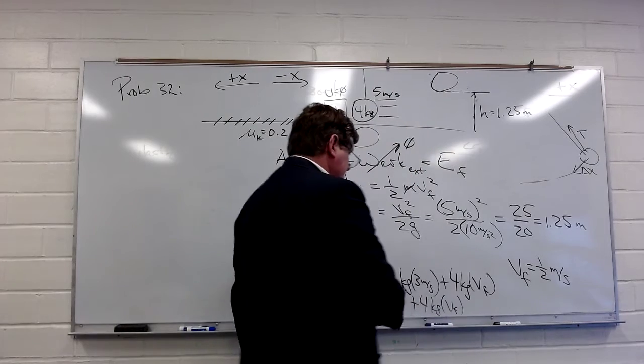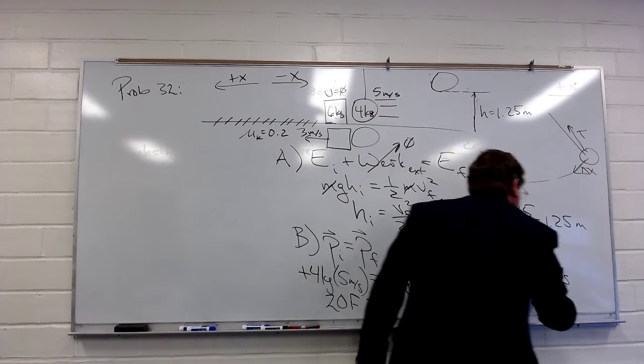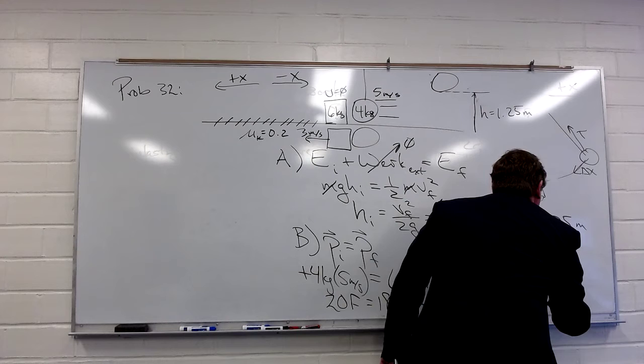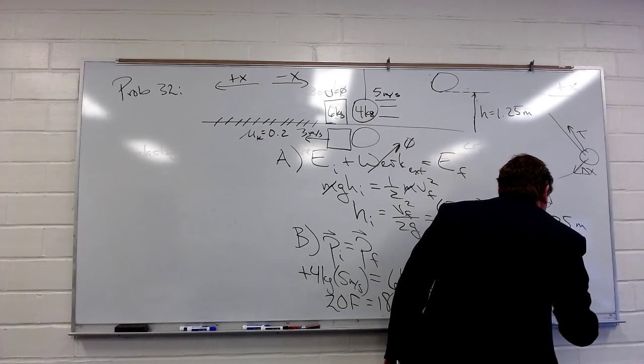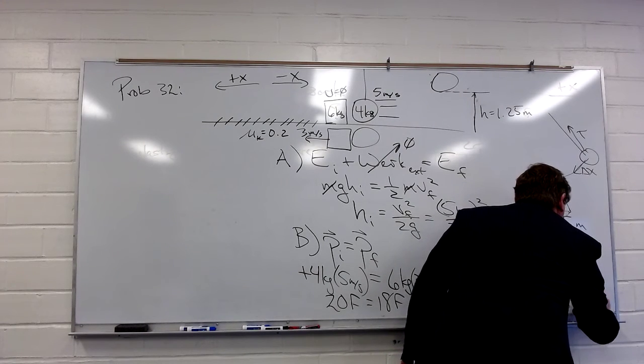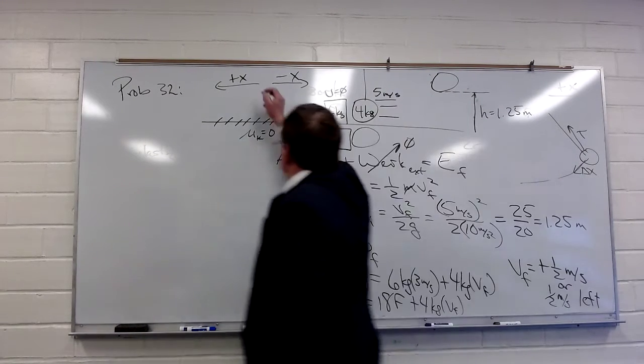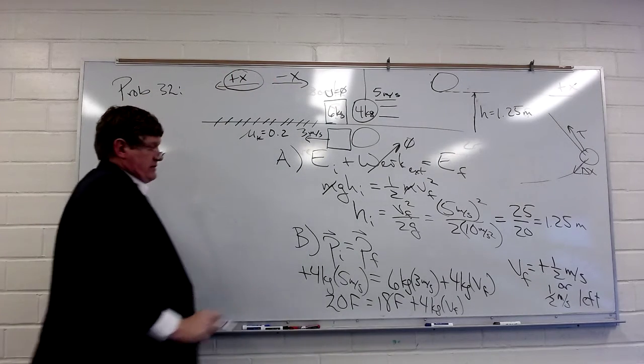And it turned out to be a positive 1/2, okay? So I would write that as positive 1/2 meters per second, or 1/2 meter per second left. Because in this problem, positive means left.